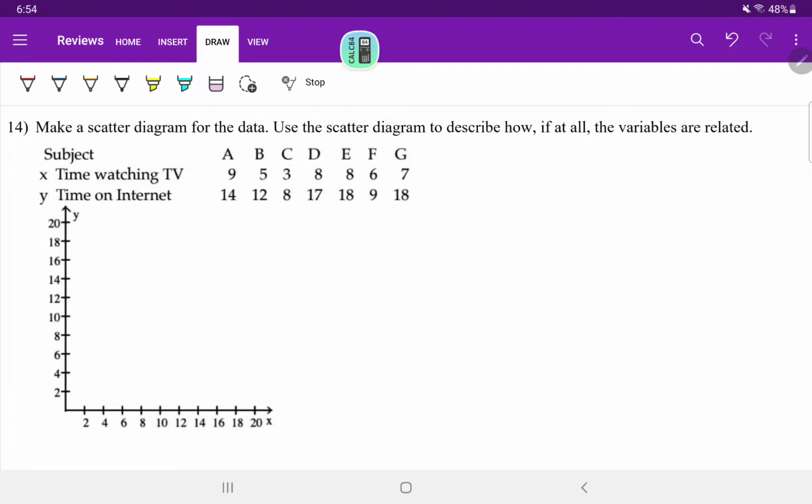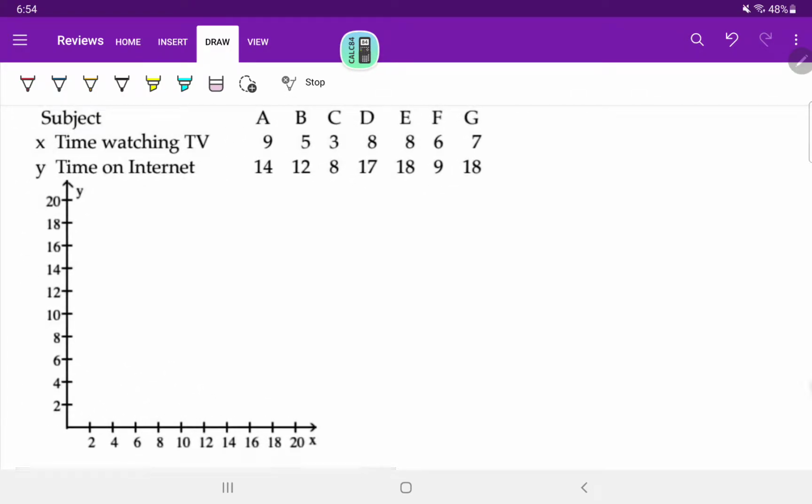So the first one for subject A is 9 and 14. So 9 is between 8 and 10. And I want to zoom in more so I can get a better approximation. And let's make the pen thicker. 9 and 14. Now my hand-eye coordination is bad. 5 and 12. So right here, 5 and 12. Also, let me label them as well. This is A. This is B.